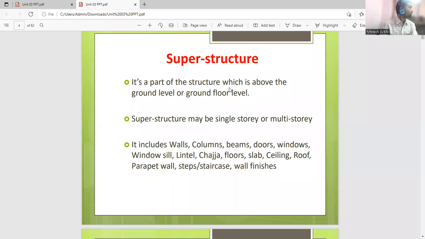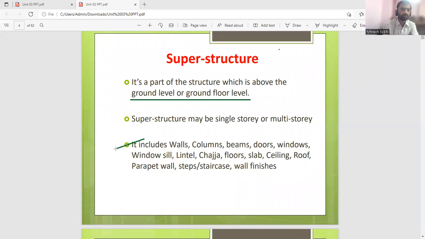All of you, have you taken the superstructure definition? Have you written in your notebook or not? So the people who have not written, read this definition. Superstructure. I will dictate that point only, read. It is a part of the structure above the ground level, or ground floor level.